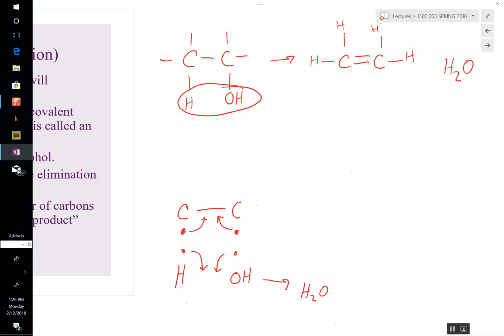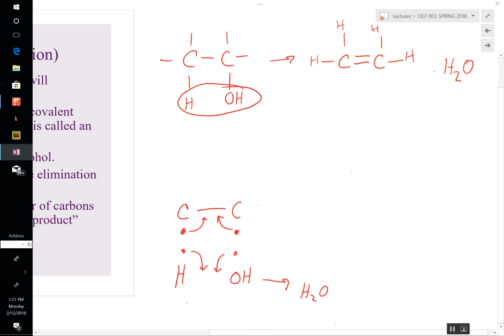All right, so you form a double bond. So this is the reverse of the hydration of an alkene to form an alcohol. This is the exact reverse of it. We're dehydrating an alcohol to form an alkene. Beautiful stuff, huh? Pretty neat.